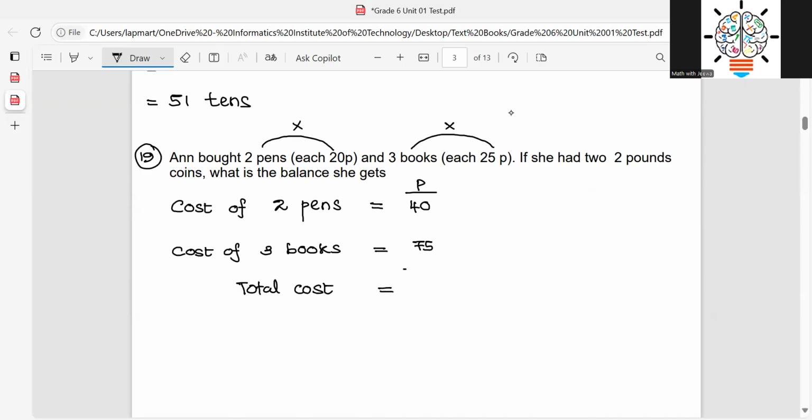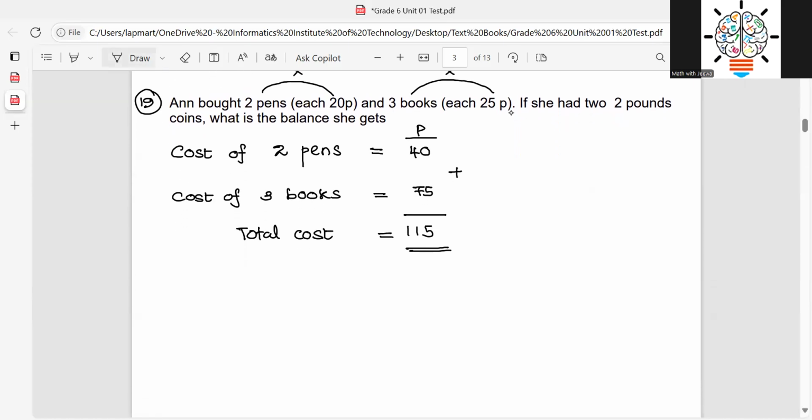So then you add them together, right? When you add them together, 40 and 75, it is 115. So what she paid, £2 coin. So then you want to have an idea, £1 is equal to 100 pence. If she had £2, so this is equal to 200 pence.